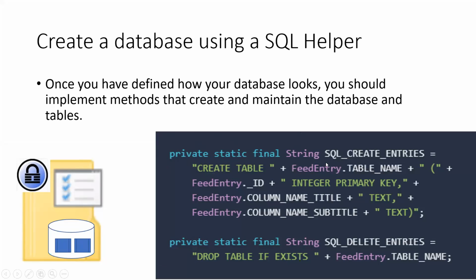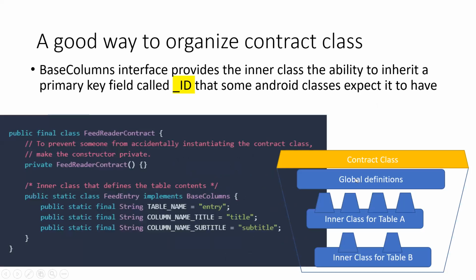In this code you're defining two strings. One is SQL_CREATE_ENTRIES, another is SQL_DELETE_ENTRIES. One string is for a create table command, the other string is for a drop table command. So SQL_CREATE_ENTRIES is going to contain the create table command. What's the name of the table? You have a contract class, fetch that name from it. Not the contract class but the inner class of the contract class. The contract class is FeedReaderContract, the inner class is FeedEntry.